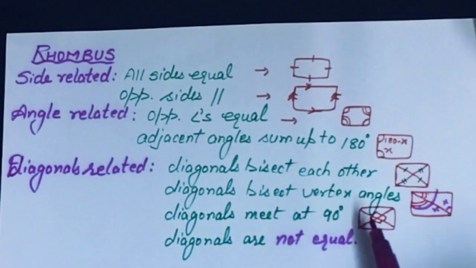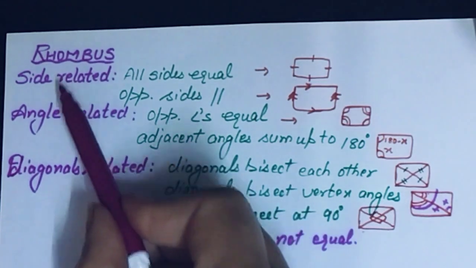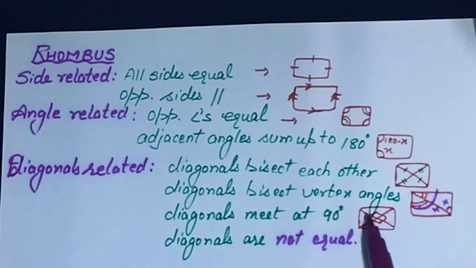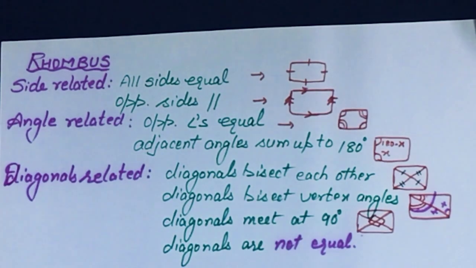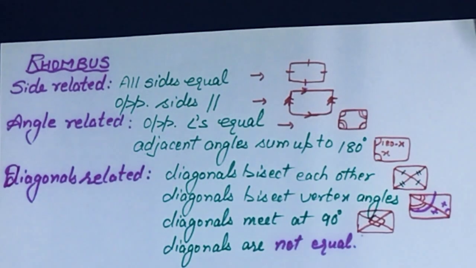Diagonals meet at 90 degrees. The diagonals meet at the center of the quadrilateral at some point. And in a rhombus they meet at 90 degrees, meaning the four angles formed here are 90 degrees each. One thing which is not a property of a rhombus, but you must remember: diagonals are not equal in a rhombus. Anyway, I've taught you how to learn the properties of a quadrilateral.